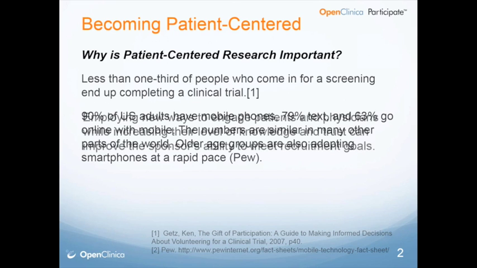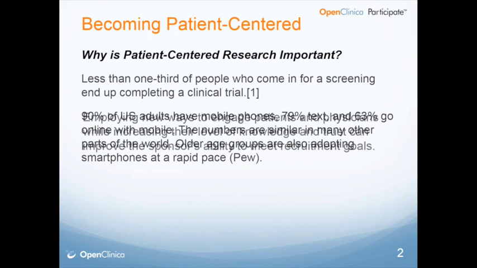We live in a world today where 90% of American adults have mobile phones, 79% text, 63% use their phone to go online. Numbers are similar in many other parts of the world, and even older age groups are adopting smartphones at a rapid pace. In this anytime, anywhere connected world, mobile technology can be a pretty effective means to engage participants in research in a meaningful way. More and more studies are looking for solutions that combine direct data capture from participants, known as electronic patient-reported outcomes, or ePRO, with powerful messaging and communications capability.